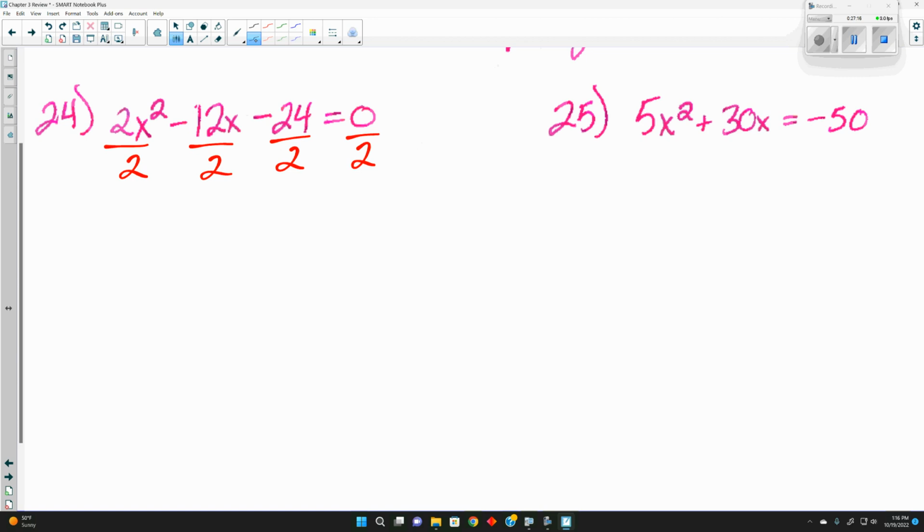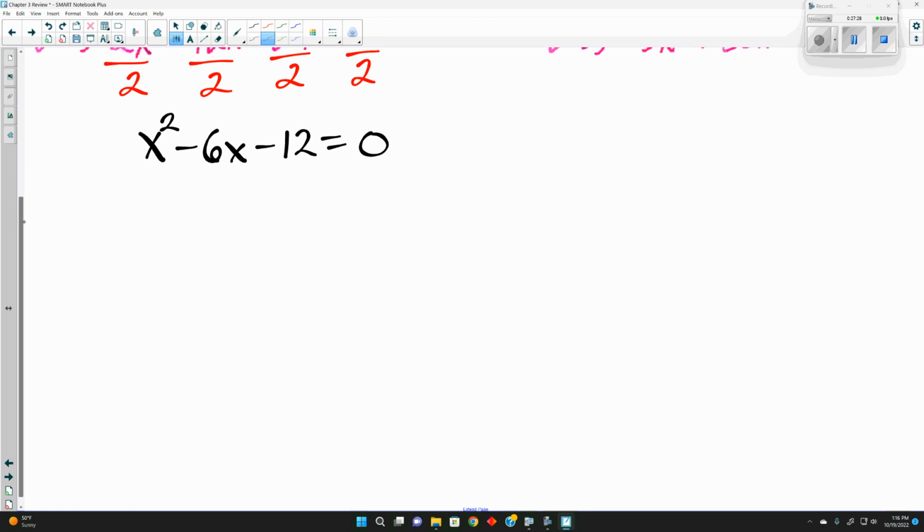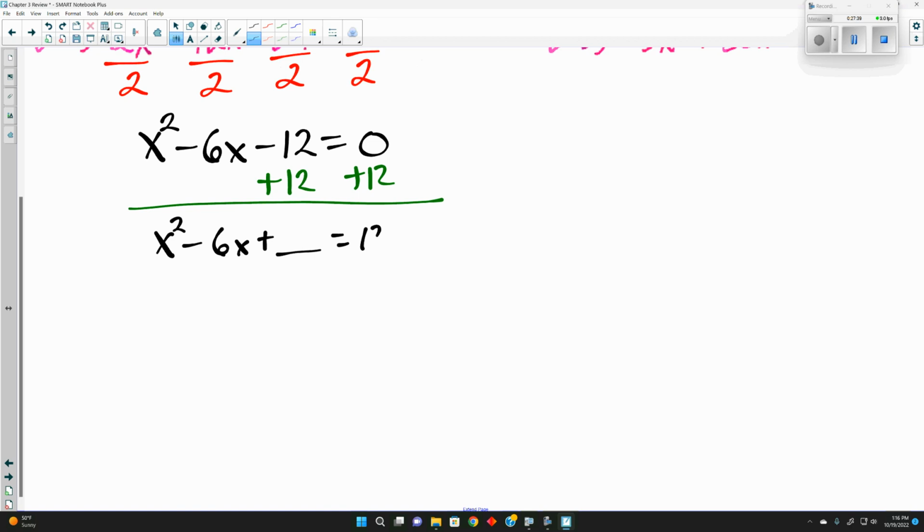Now again, for completing the square, the first thing we need to do is to get a equal to 1. So for here, we'll divide everything by 2. Our next step is to get the constant term by itself. So we would add 12 to both sides and leave 2 spaces. So I have x squared minus 6x plus blank is equal to 12 plus blank.